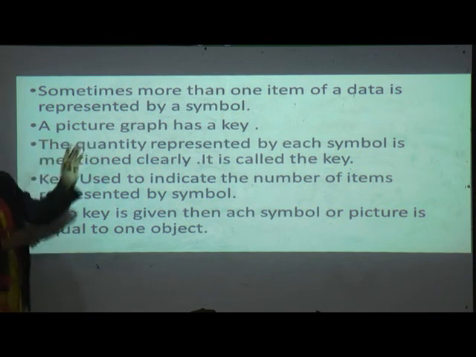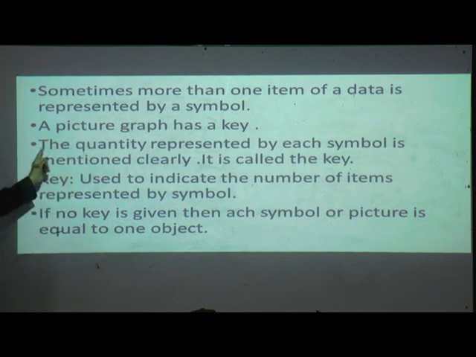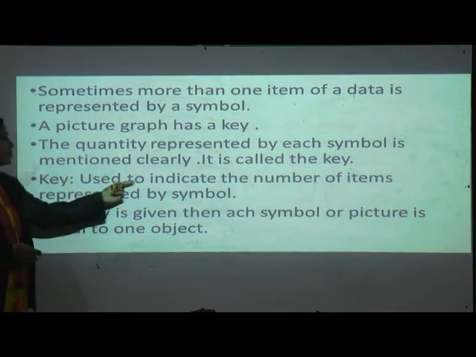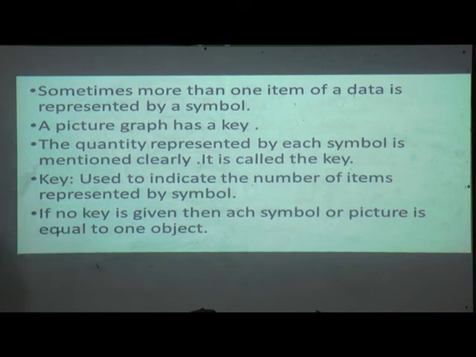Now, a picture graph has a key. The quantity represented by each symbol is mentioned clearly. It is called the key. In the previous example, we have already seen the key here. Here one smiley represents one child, but sometimes we have to represent more than one item. That time there is a key. So key is used to indicate the number of items represented by a symbol. If no key is given, then such a symbol or picture is equal to one object.